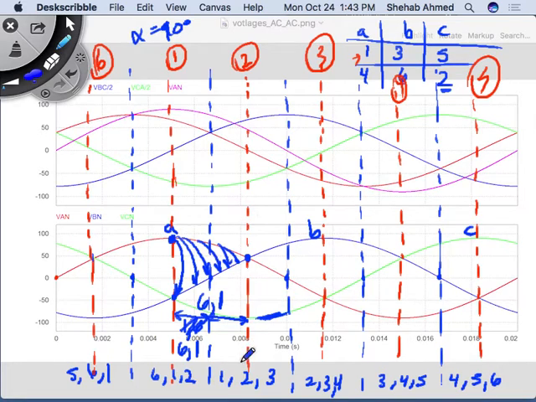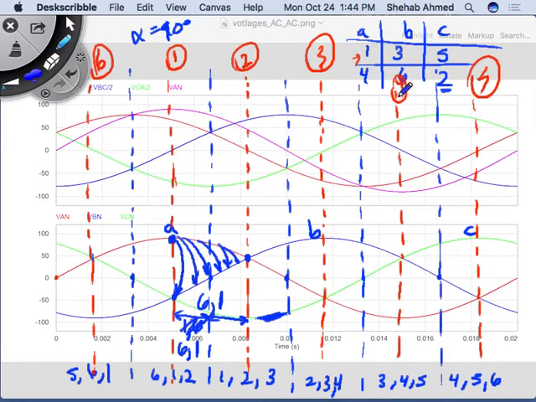So if 2 gets its gate signal at this point here, it is the lowest voltage. If there's another device that is already conducting, that is able to bring current from my source and back through device C, that is the device that will be conducting. So what is that device?